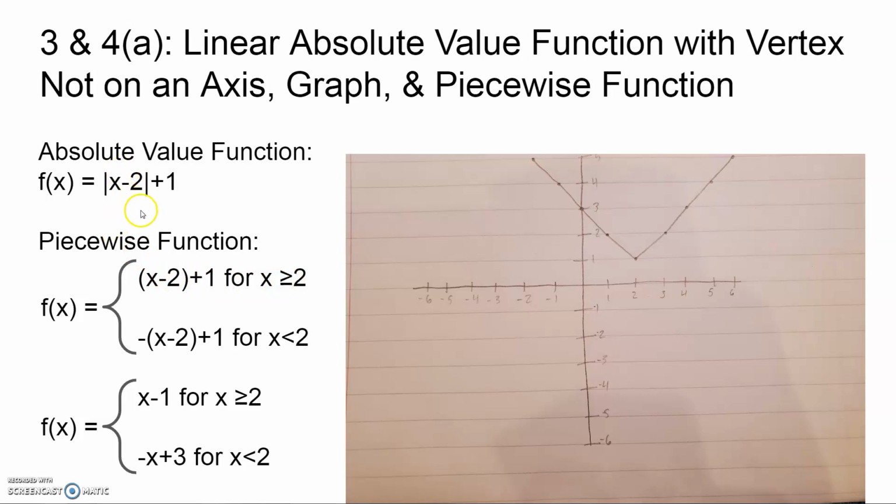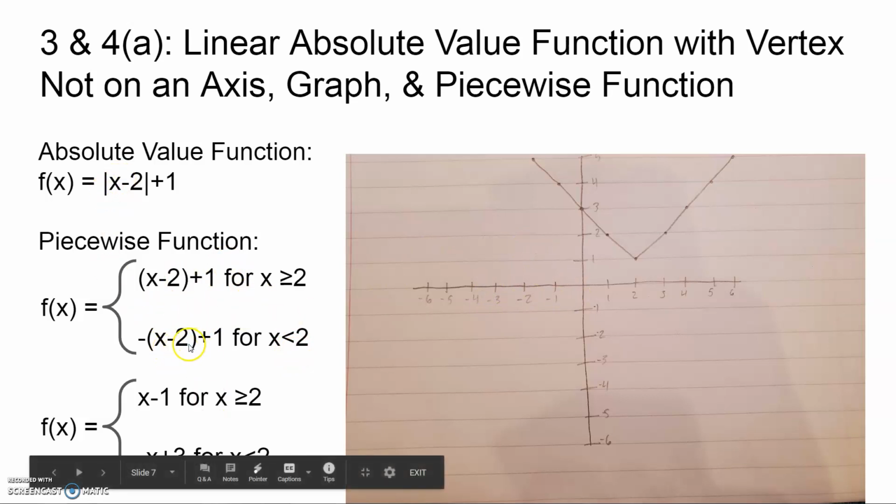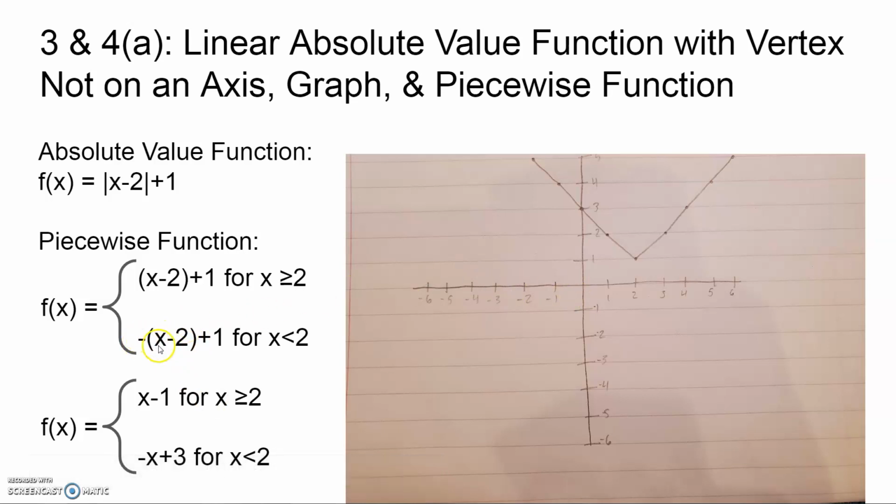Now we write the piecewise function like this because when x is greater than or equal to 2, it will always be positive, so we just write it out how it is. But when x is less than 2, it would be positive if you used the absolute value, but since we're not using the absolute value, we have to put a negative in front to make it positive. So if we use negative 1, we get negative 1 minus 2 is negative 3, negative of negative 3 is 3, and 3 plus 1 is 4.